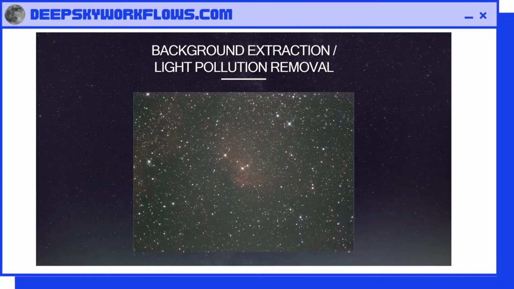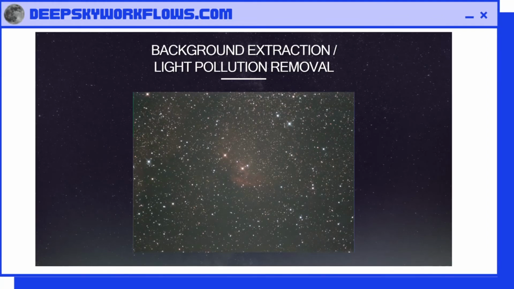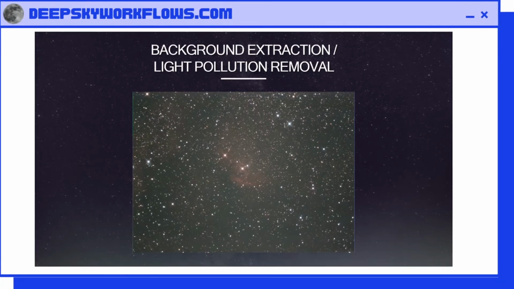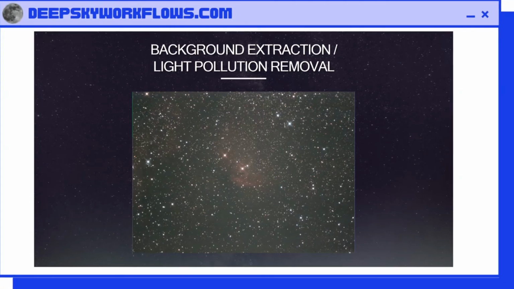The next step is commonly known as background extraction or light pollution removal. This is a step that addresses perhaps vignetting, where you have certain lenses that have different lighting at the corners and edges that creates a circular pattern. And then when you just have noise or light pollution.